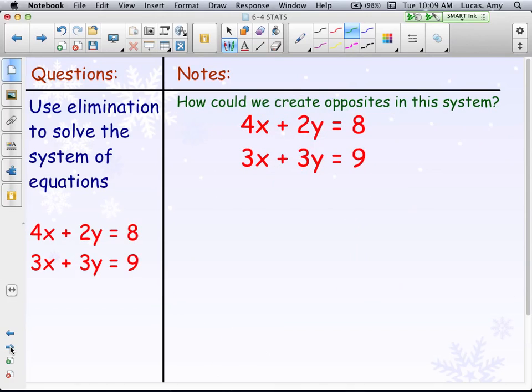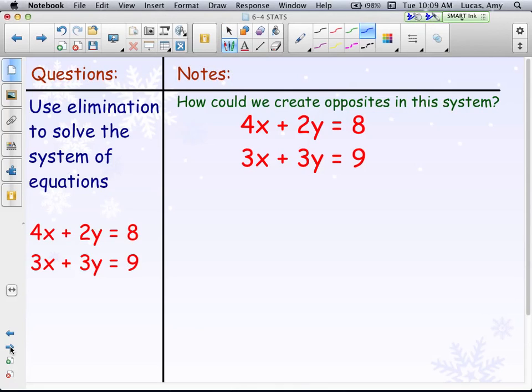Okay, now look at this third system. 4x plus 2y equals 8, 3x plus 3y equals 9. How could we create opposites in this system? 4x and 3x, 3 is not a factor of 4. 2y and 3y, 2 is not a factor of 3. So what we have to do on this system is multiply both of our equations right at the beginning to create our opposites.